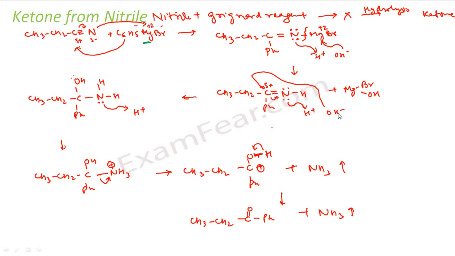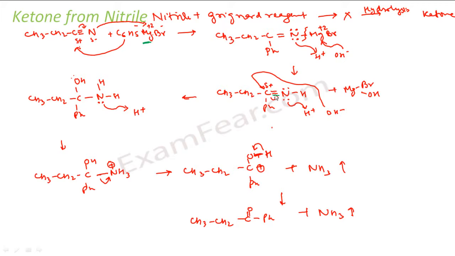Now again H plus and OH minus ions. If you see, the nitrogen again has the lone pair. So this hydrogen will be attracted to this nitrogen, and this nitrogen is more electronegative than carbon, so carbon will develop a slightly positive charge. Since carbon has a slightly positive charge, OH minus will be attracted toward this carbon. Again, this double bond will break and we will have a single bond here.